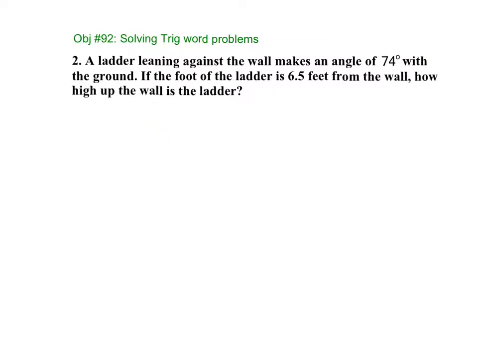A ladder leaning against the wall makes an angle of 74 degrees with the ground. If the foot of the ladder is 6.5 feet from the wall, how high up the wall is the ladder? I want you to pause the video and draw yourself a picture, because this one is something that you definitely should be able to draw. So here's my wall. It's red brick. There are the bricks. And I have a ladder leaning up against the wall.